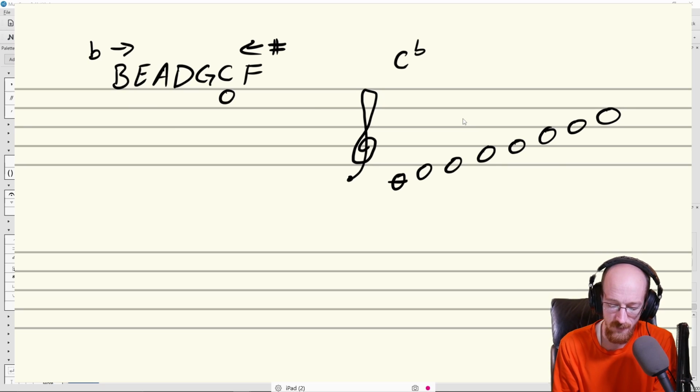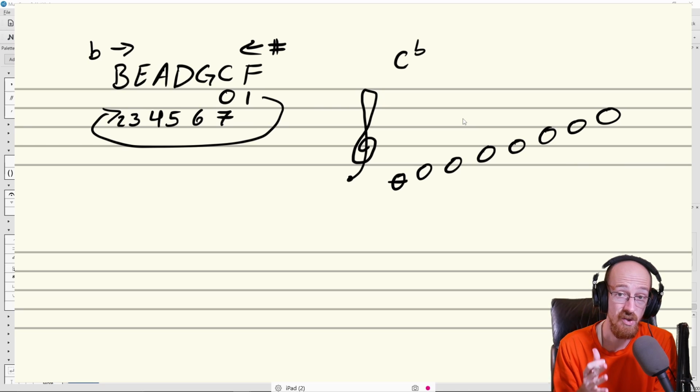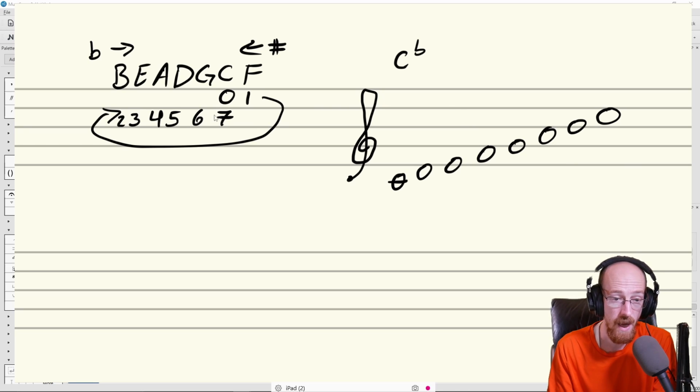We need to get to C flat. So what the heck do we do? So it's flat, so we have to move in the flat direction. So that's 1, go around. Now we're in the realm of flats because this jumping off the edge gives a flat. So we have 0, 1, 2, 3, 4, 5, 6, 7. Now we are at C flat. And you can see it's C flat, 7 flats.